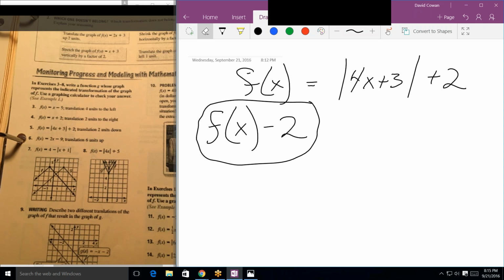That's how I start. I don't start up here, I start down here. And now let's translate that. What is f of x minus 2? In other words, what is what I have circled there? So it'd be absolute value of 4x plus 3.